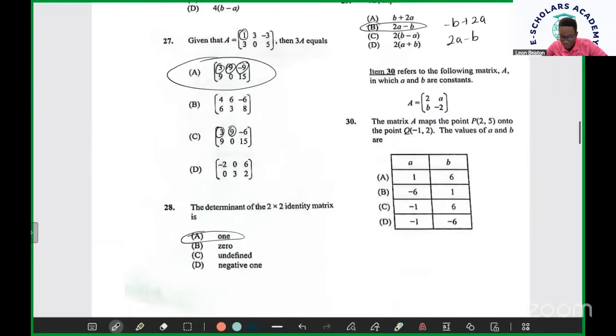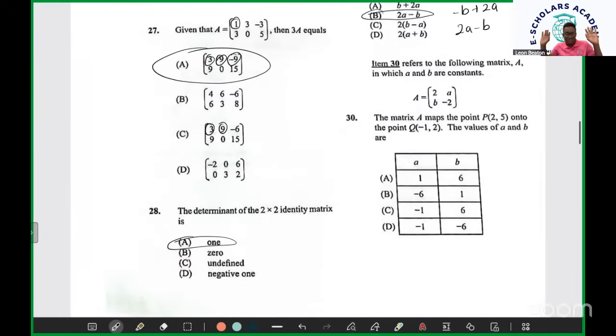So let's go to the last one for vectors. I think we survive vectors. We survive vectors, but at what cost?